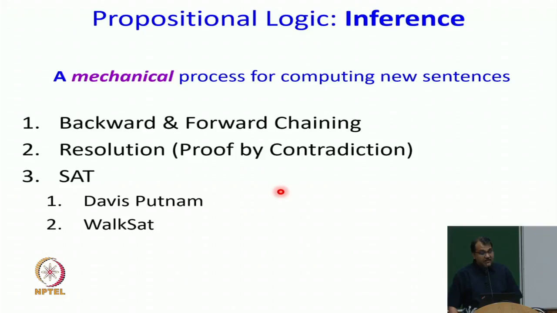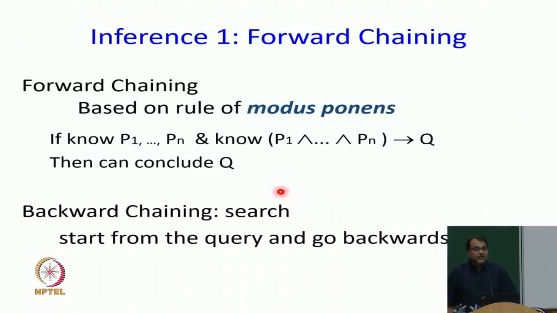Now what is an inference algorithm? It's a mechanical process for computing new sentences, and we will study three of them: backward and forward chaining, resolution, which is equivalent to proof by contradiction, and three, satisfiability problem, which is equivalent to model checking, model finding. So let us look at the very first simple inference procedure, and that is called the forward checking procedure.